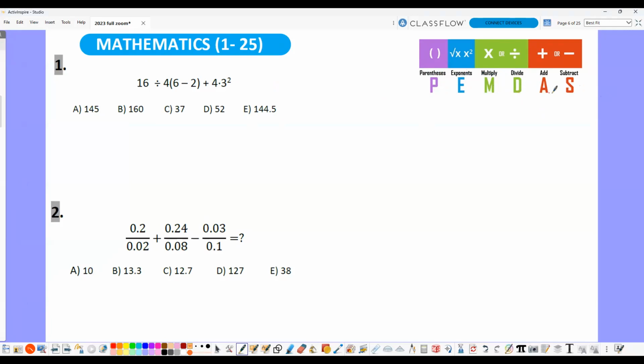Multiply and divide, add and subtract, they have the same colors because they have the same priority. So when we have multiply and divide, we are going to start from left to right. It has no importance in order, but left to right is always the rule.